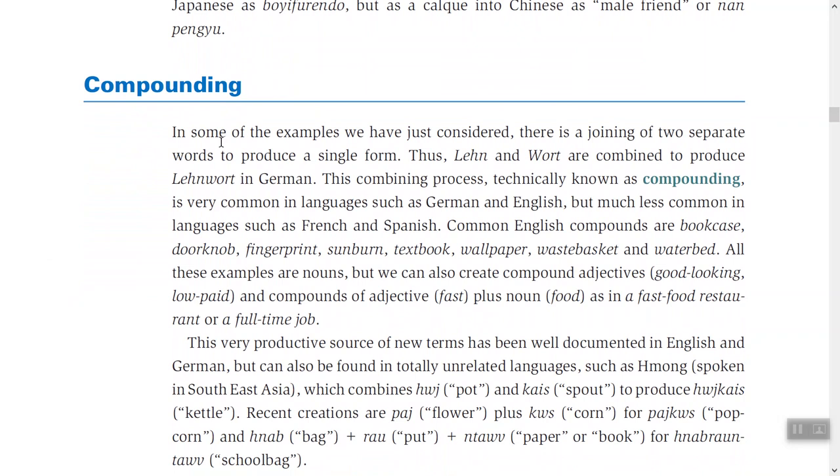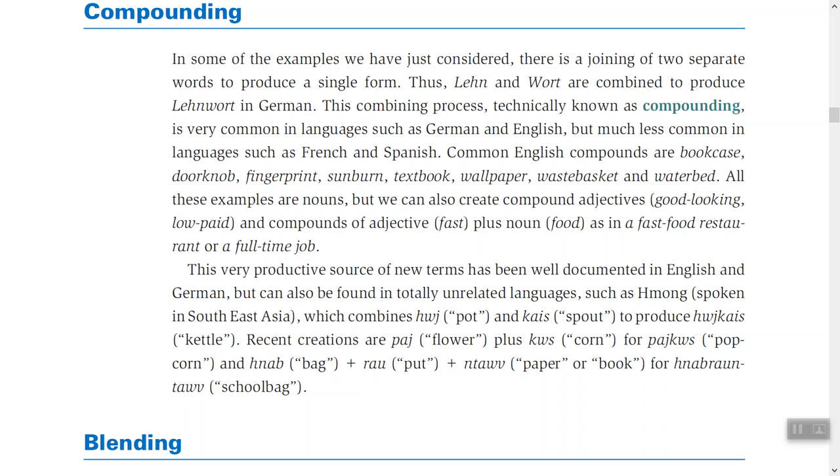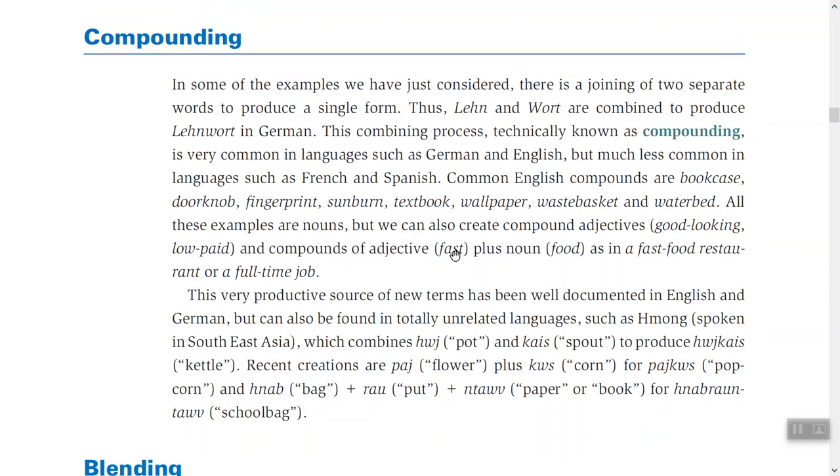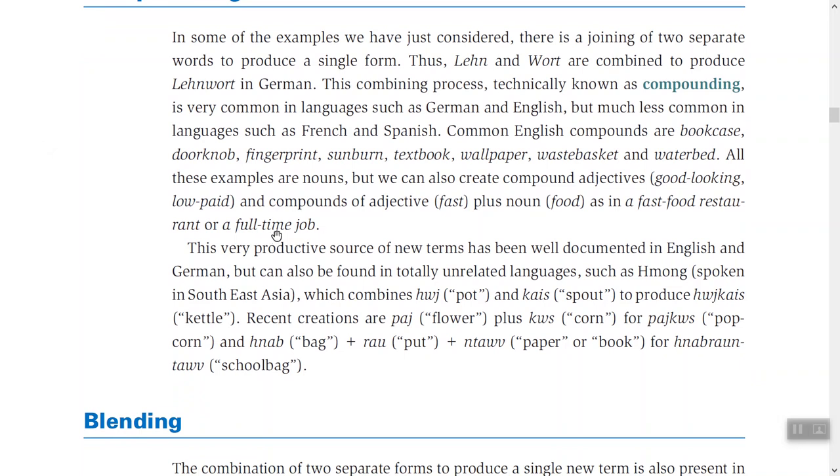Compounding. We come to another word formation process. It's compounding. Some of the examples we have just considered. There is a joining of two separate words. Okay. When we have what? Joining of two separate words to produce a single form. This is compounding. Thus, Lein and Wort are combined to produce Lehnwort in German. So this is compounding. Okay, here we have some examples. Doorknob, fingerprint, sunburn, honeymoon, okay, etc. Some of them two words together, some of them separated, some of them with hyphen. We call this hyphen. See here? This is hyphen, full-time job, part-time job. These words are hyphenated.